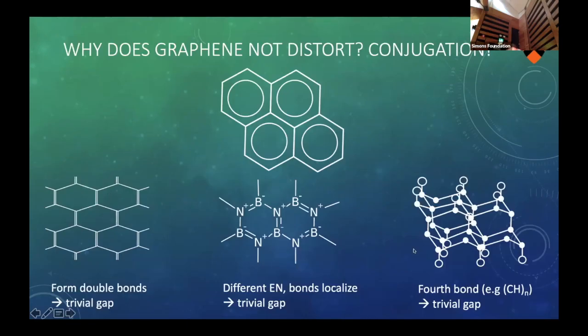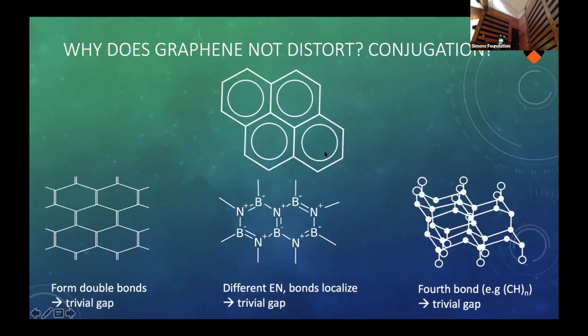Or if we do any other thing to localize electrons, like we put different atoms here, like we just go one to the left and the right in the periodic table, we open a trivial gap. Or if we add a fourth atom, buckle the whole thing, we also open a trivial gap.